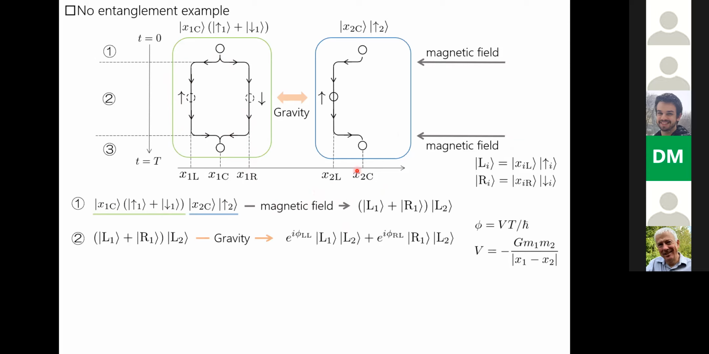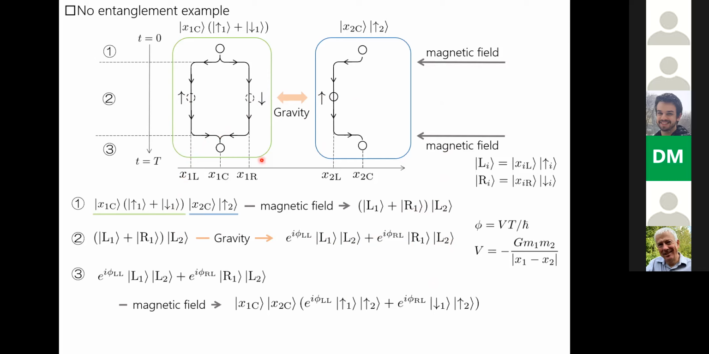In the second stage, the phases of the state are rotated by the gravitational potential. Depending on the distance between the particles, different phase shifts are induced. The phase φ_L is determined by the distance between the positions x_1L and x_2L, and the phase φ_RL is given by the distance between the positions x_1R and x_2L.